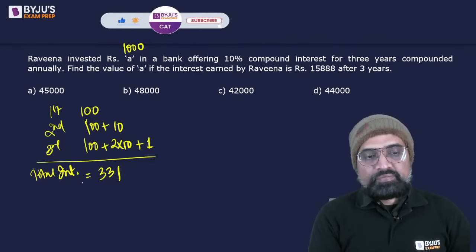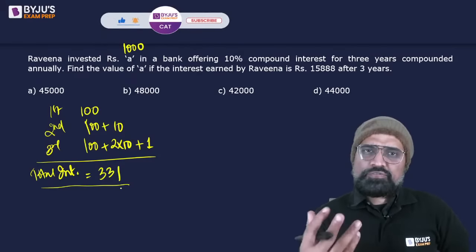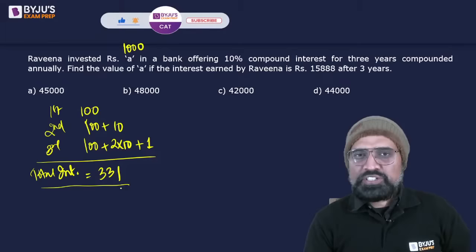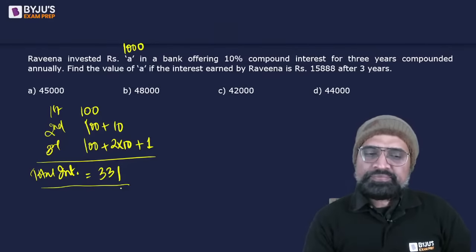331. People who have practiced a lot of SICI may know this already, कि 1.1 का cube is 1.331, so that is 0.331 ज़्यादा या 33.1% ज़्यादा, है ना?